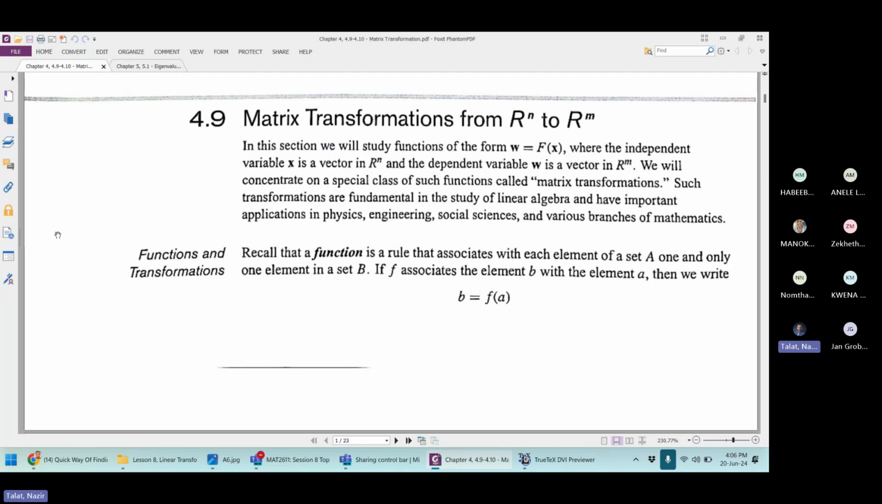Basically, we know about functions. As in the initial lessons, we saw that a function is a rule that associates with each element of a set A one and only one element in the set B. Now, here we will see that there is a transformation occurring in the matrix system, and we call it a matrix transformation, which transforms the values of a vector space Rn to the vector space Rm.